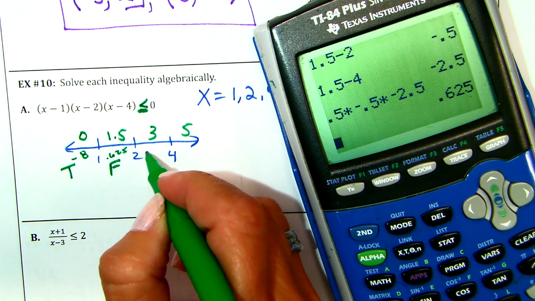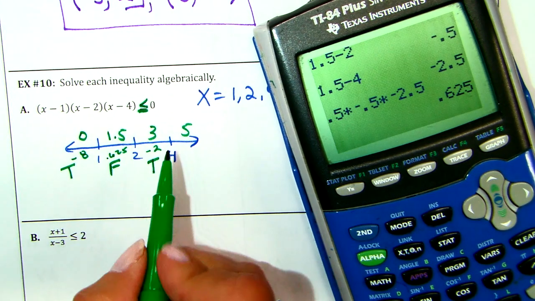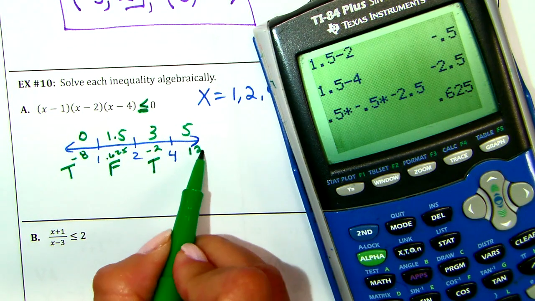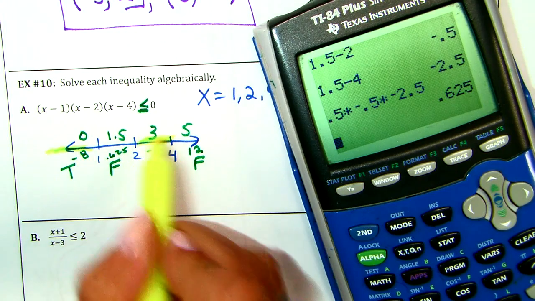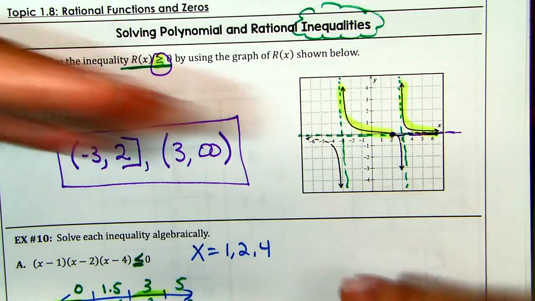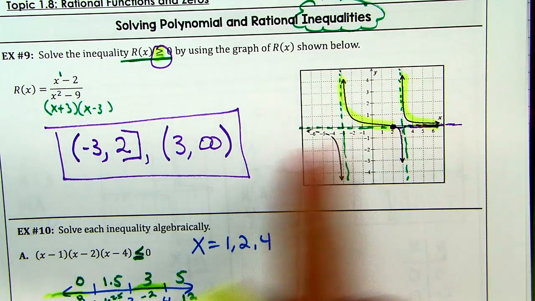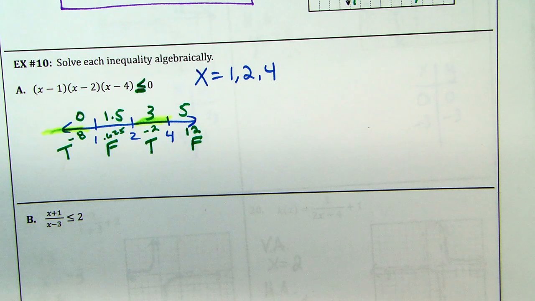We get -2 when I plug a 3 in. True. That's less than or equal to 0. And when I plug 5 in, I get 12. That's false. So I have 2 places on the x-axis where I'm below. So picture it. Whatever the graph is, those parts of the graph would be below the x-axis, hence less than or equal to 0. Okay?